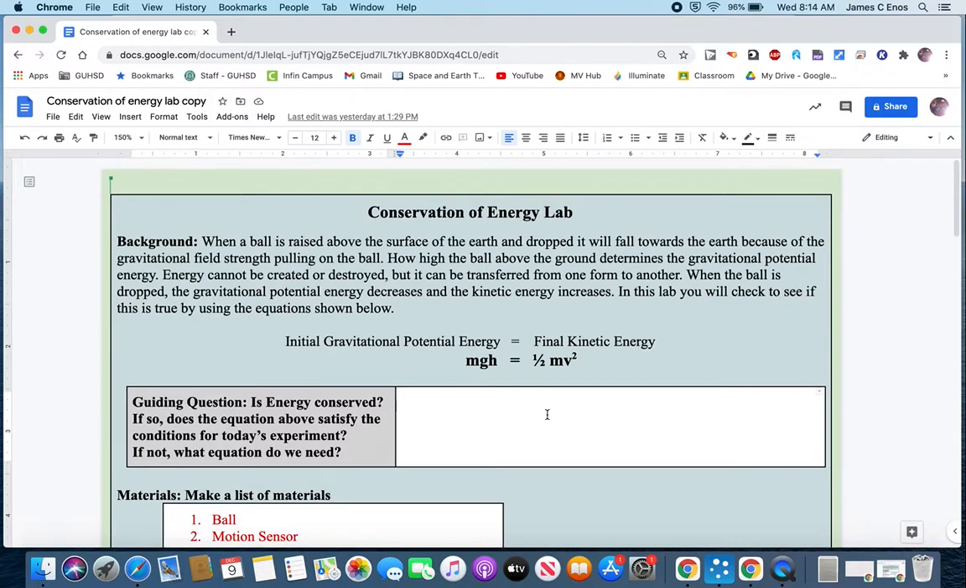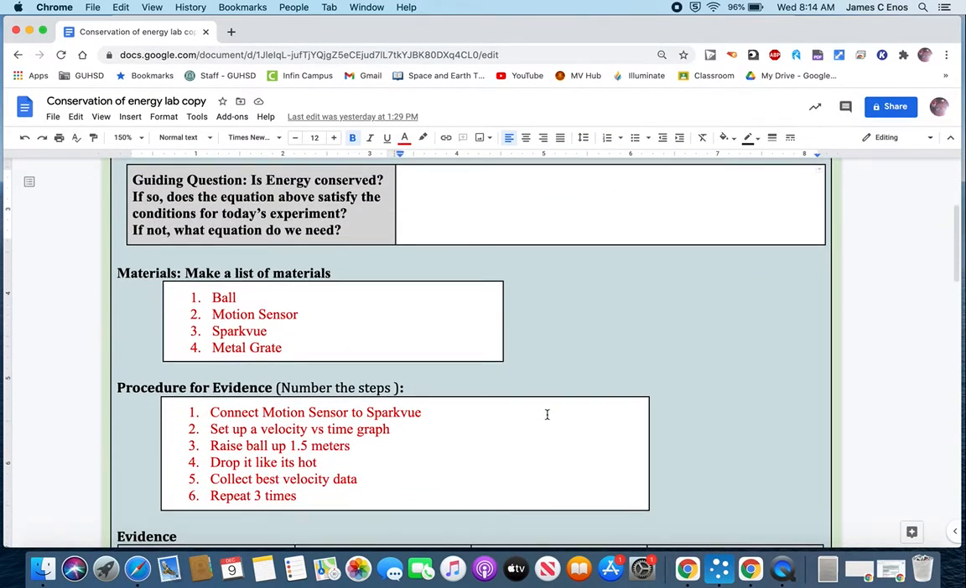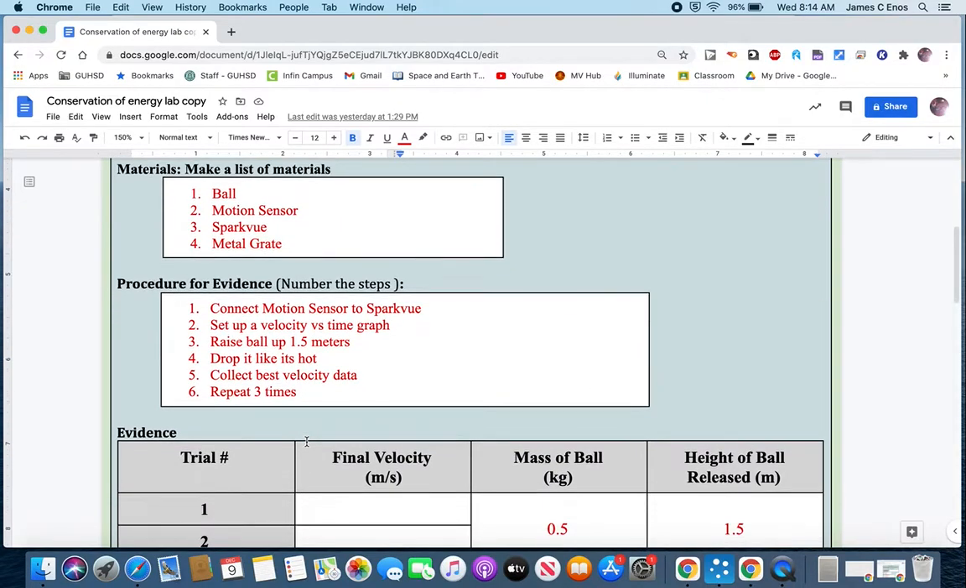So now that you've written in your guiding question, I have here our list of materials and our procedure for this experiment. We're going to use this ball, a motion sensor, a program called SparkView, and a metal grate. The metal grate is going to protect the motion sensor as the ball falls. We connect the motion sensor to SparkView, which is the program we're using. We set up a velocity versus time graph.